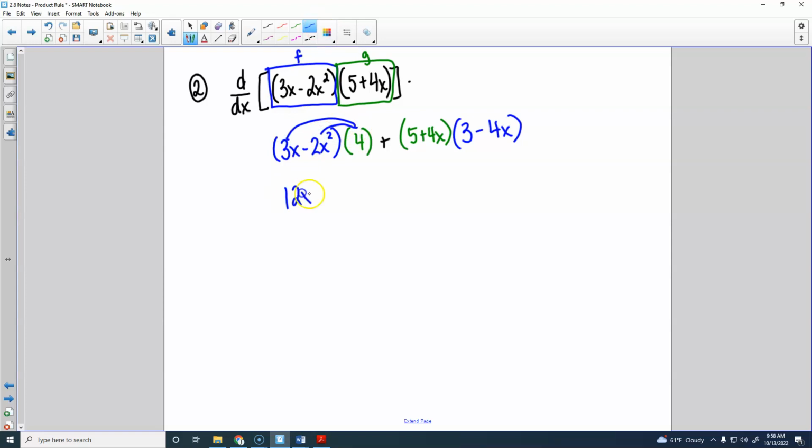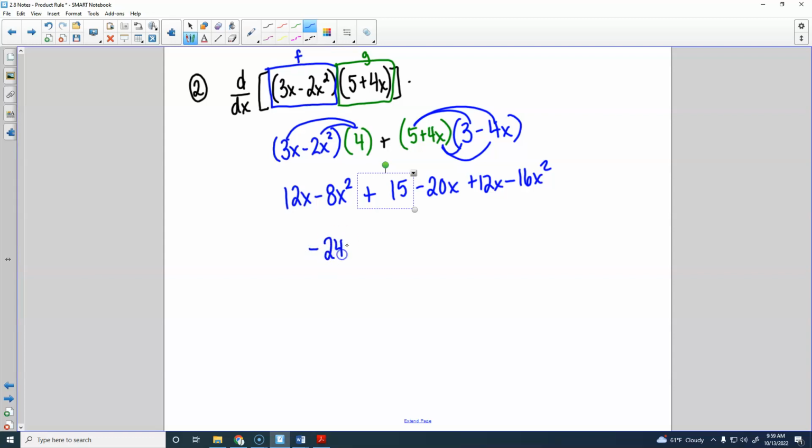So I'd get 12x minus 8x squared plus, over here I would have to distribute. So I'd get 15 minus 20x plus 12x minus 16x squared. And then if I combine my like terms, I get negative 24x squared. And I got 12x, negative 20x, another 12x. So it'll be 24 minus 20 and give us plus 4x. And then the plus 15 on the end.